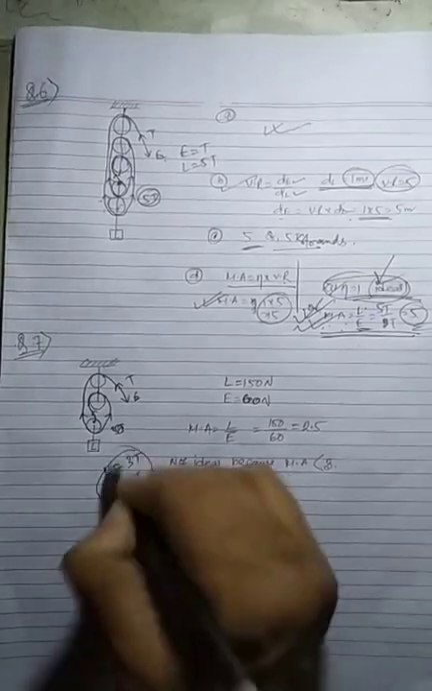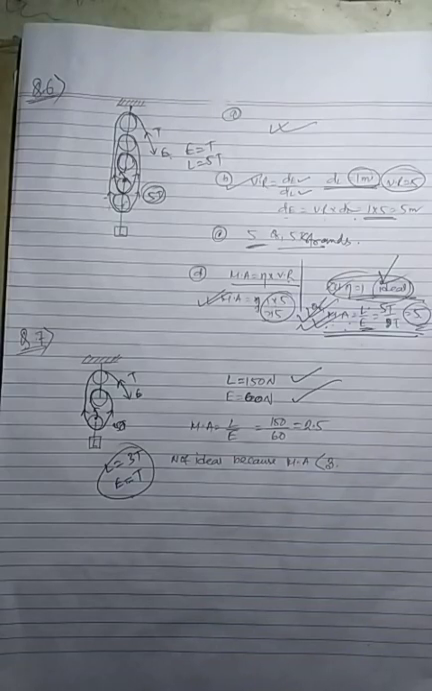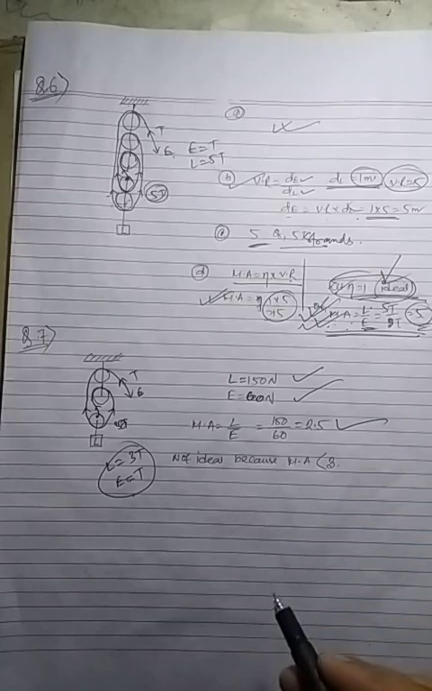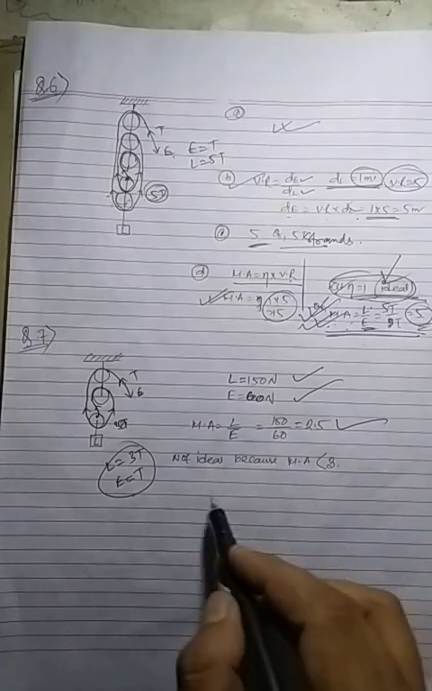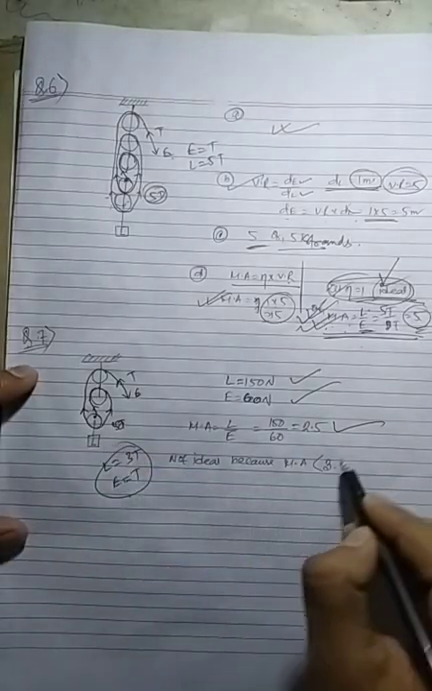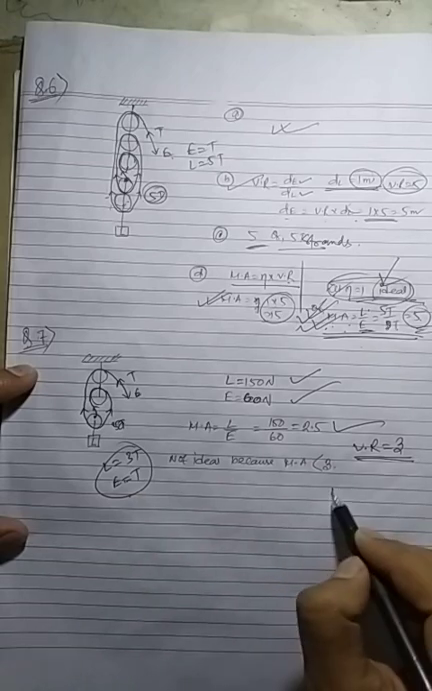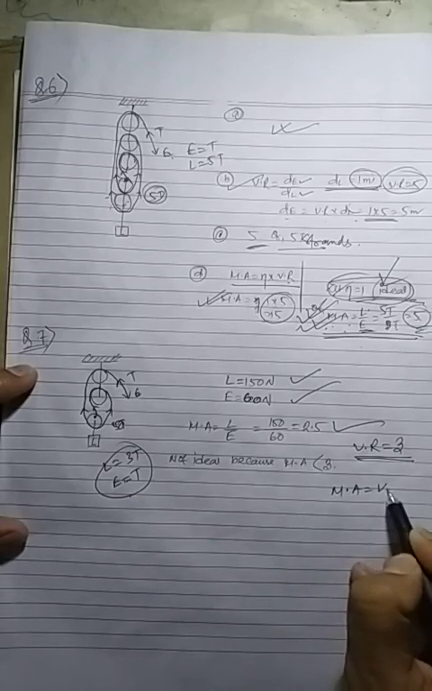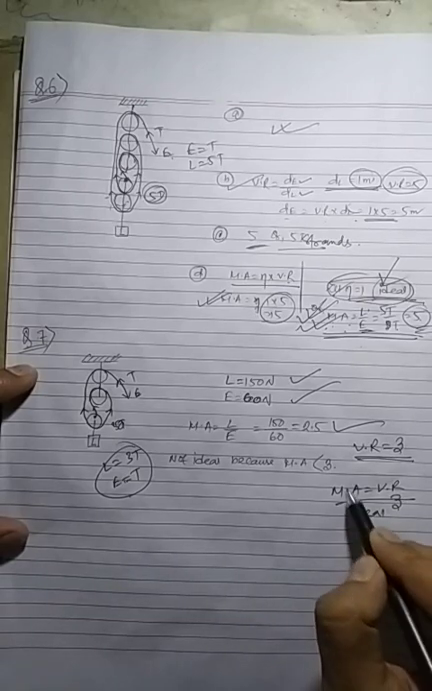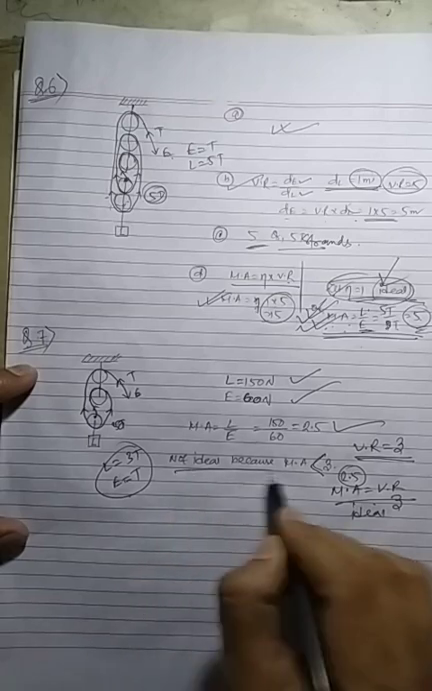The values are given: load 150 Newton, effort 60 Newton, so mechanical advantage is 150 divided by 60, which is 2.5. And is the pulley system ideal? Students, the pulley system is not ideal, because 3 pulleys means VR is equal to 3. MA should be equal to VR for an ideal system, but VR here is 3 and MA is 2.5, so they are not equal. MA is less than 3, that's why the machine is not ideal.